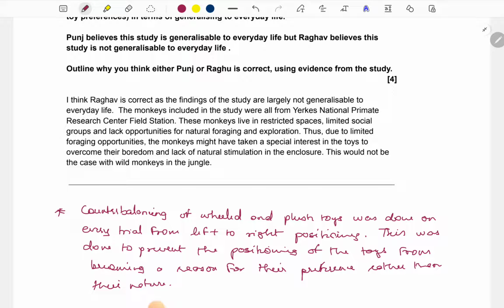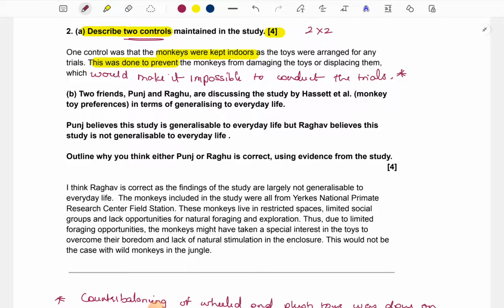Controls are actually written in a very standard format. If you see, it's done to prevent something, like I said, and it's very formulaic: to prevent an extraneous variable from becoming a reason for the dependent variable rather than the independent variable. It's all about practice. The more you practice writing, the easier it is to write controls and to justify. Students feel naming controls is easy, justification is difficult. There isn't anything like this. As you write, you'll realize there's a standard way of writing. As I've mentioned in the previous video also, there's no substitute for practice of answer writing. So I would like to emphasize that again with this answer.